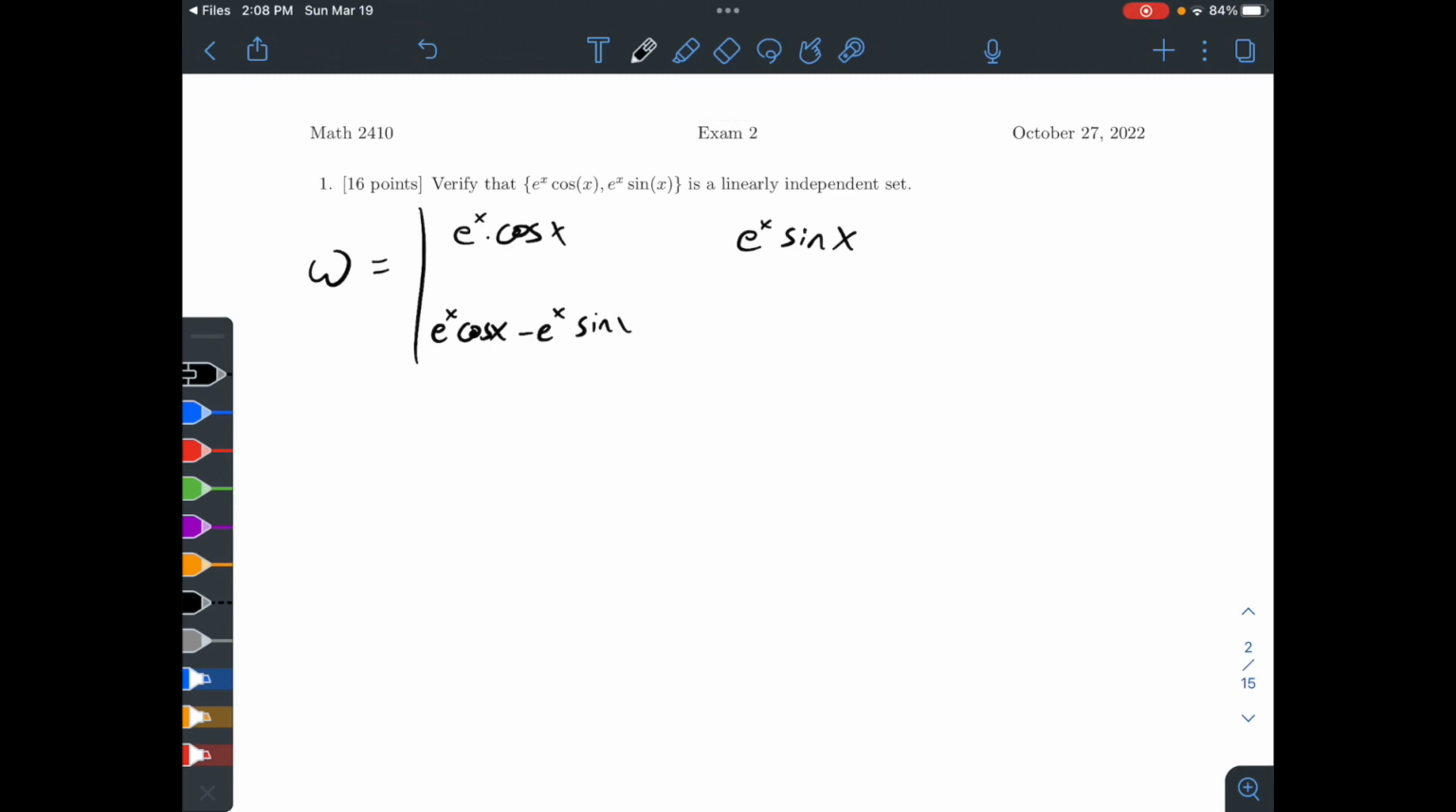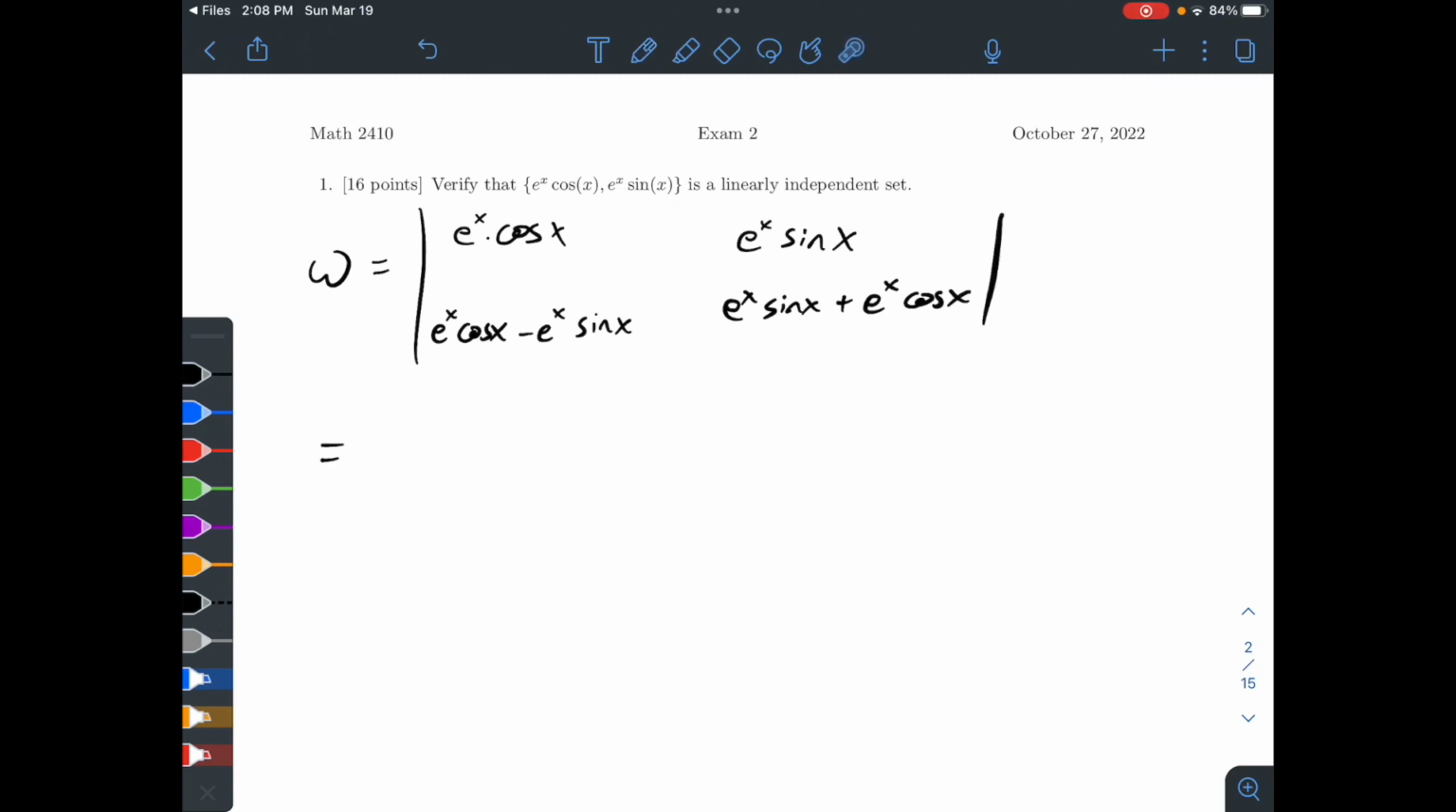Same thing over here. Derivative of e to the x. Oh, come on. Redo. Oh my gosh. Okay. All right. The derivative of e to the x is itself. And then the derivative of sine is cosine. So doing a little product rule there.